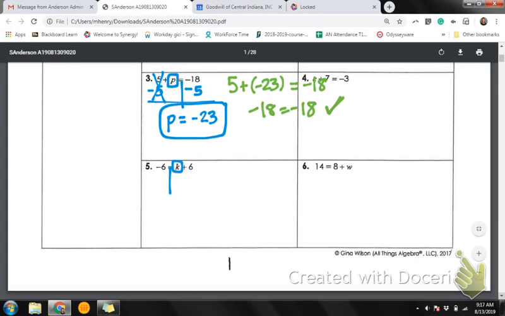The 6. It's a positive 6, right? So how are we going to get rid of a positive 6? We're going to subtract 6 from each side. Draw our line. 6 minus 6 gives you 0. So on the right side, I just have my K left.